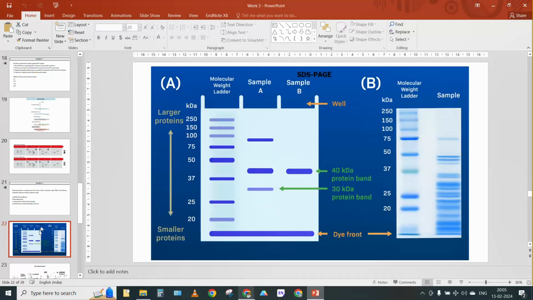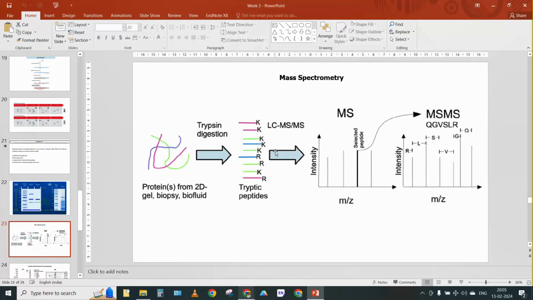And the next method which was stated was mass spectrometry. Here, as you can see in the diagram, m by z is there. So anyone can explain what m by z is?